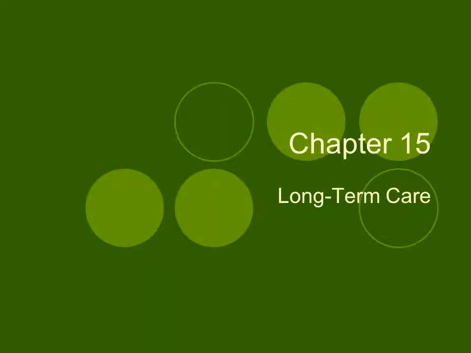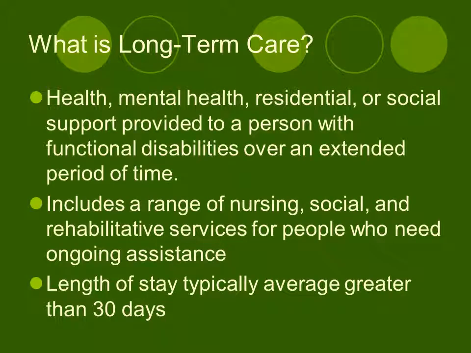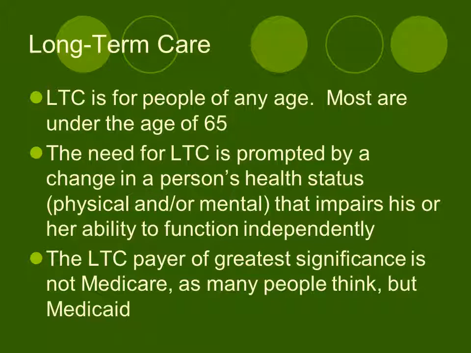Okay, chapter 15, long-term care. We'll always have to have long-term care services. And with long-term care, there comes a range of services offered, be it nursing, social, or rehab services. Those individuals are taken care of 24/7. Long-term care facilities do not shut down. Long-term care can be for anybody of any age, but most are under the age of 65, but you have quite a few who are over that age.